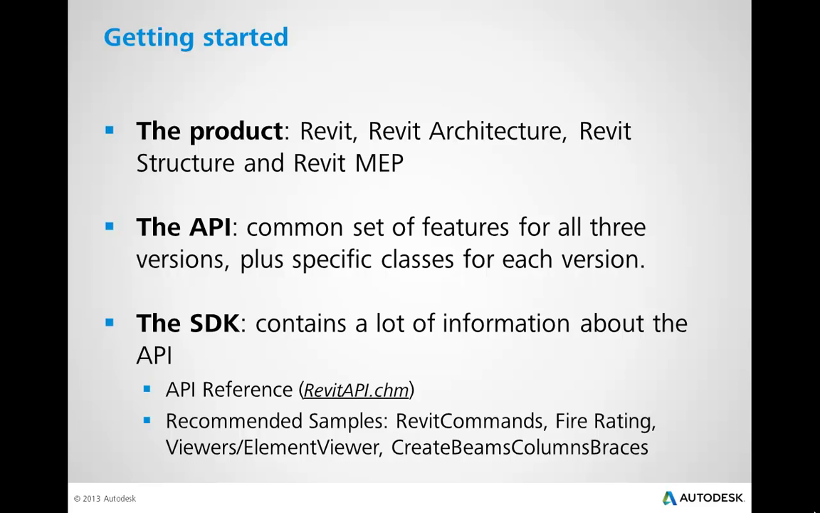Finally, the SDK, Software Development Kit, contains very interesting information. If you don't have it yet, I strongly suggest that you download it from autodesk.com/developrevit. Once you download it, you should definitely take a look at the reference guide, which contains a list of all API classes available. Also, the samples folder, which contains several samples. There are some interesting samples like the Revit commands and file rating.